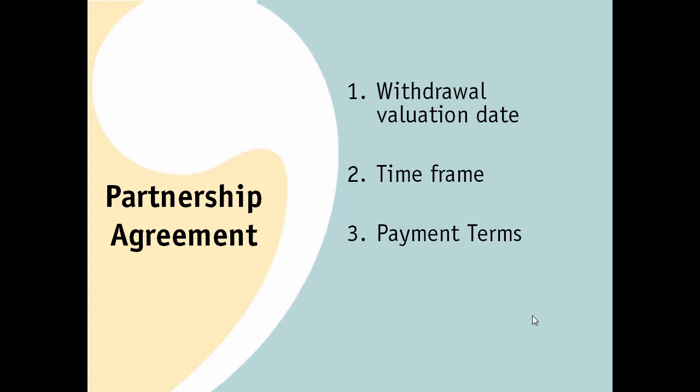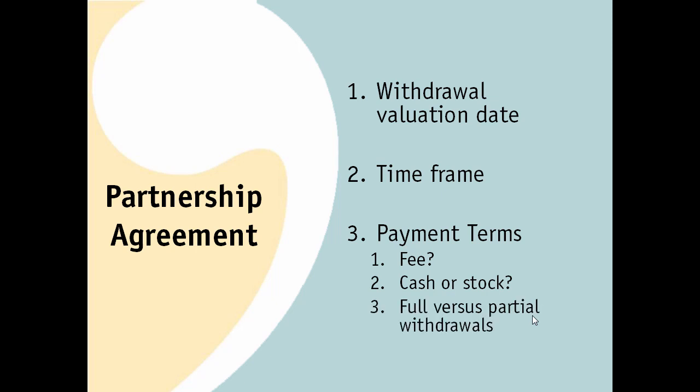What are your payment terms? Does your club charge a withdrawal fee? What kind of assets can you use to pay him with? Who's going to determine this, and how will it be determined? Do you have different rules that apply to full versus partial withdrawals? So let's talk a little bit more about each of these things.